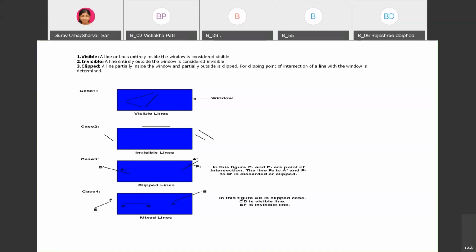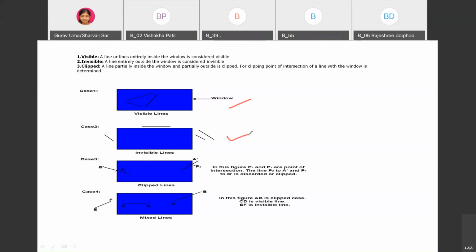So see, there are some cases given. In case 1, all the lines are inside the window. So if all the lines are inside the window, they are called visible lines. Now see case 2, all the lines are outside the window. So if all the lines are outside the window, then they are called invisible lines.